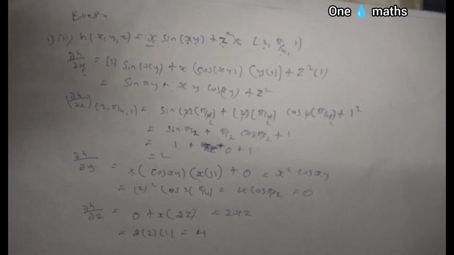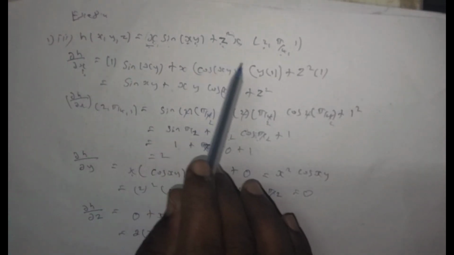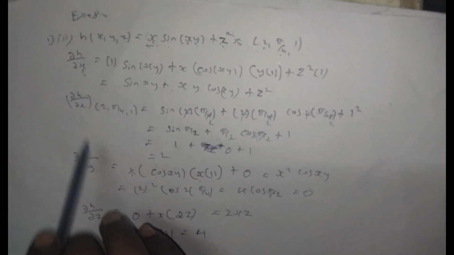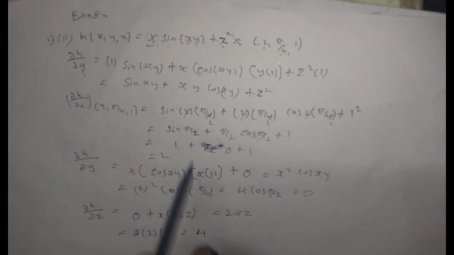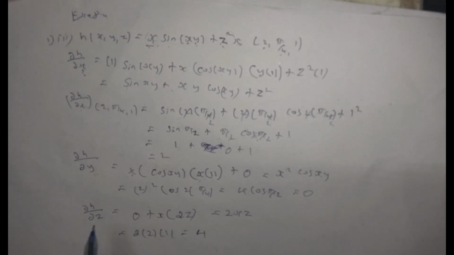So when doing a partial derivative, you have to concentrate: with respect to x means x alone is the variable, and whatever remains becomes a constant term. When y is the variable, all the remaining terms become constant terms. When z is the variable, the remaining terms become constant terms.